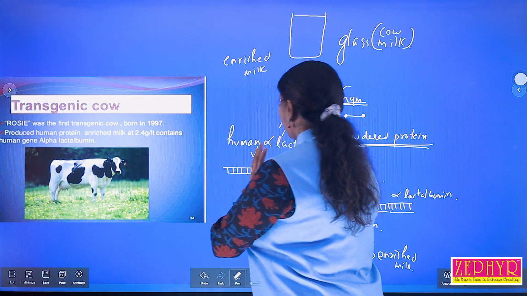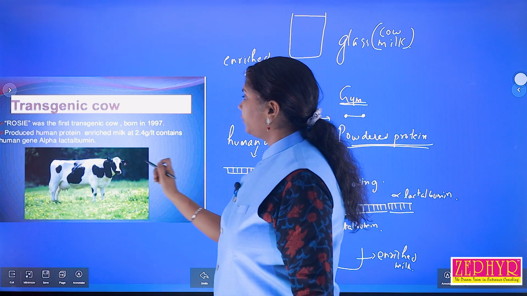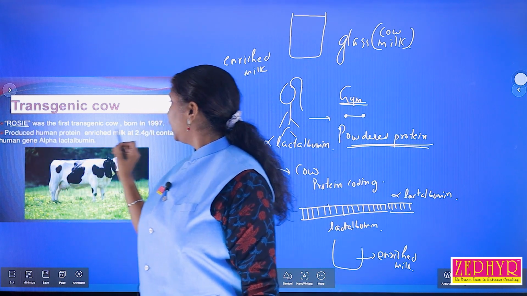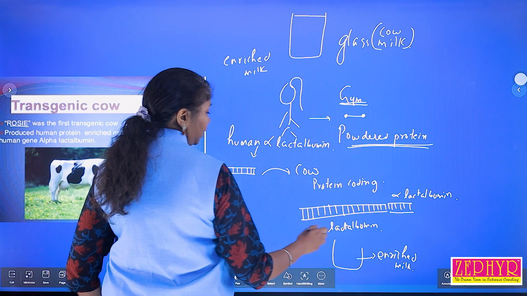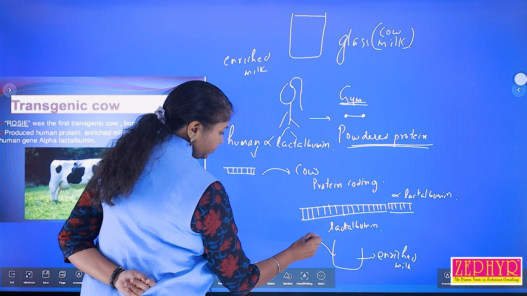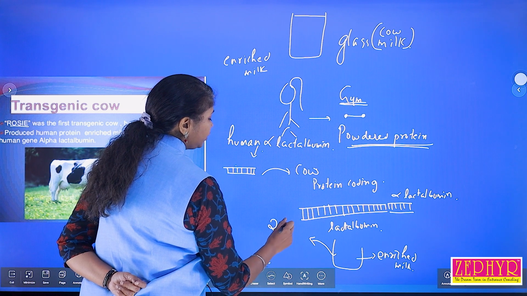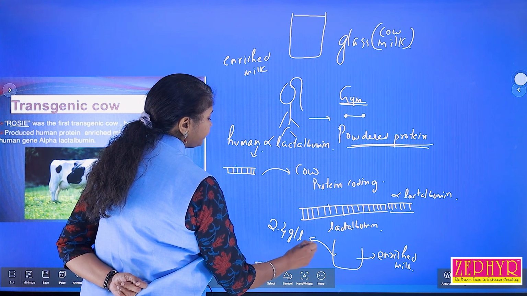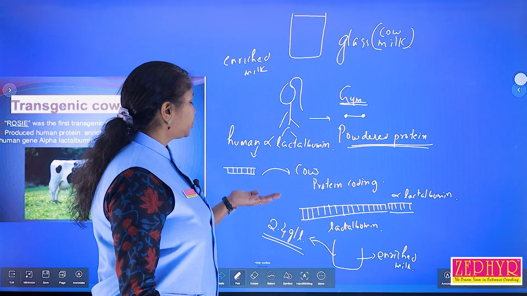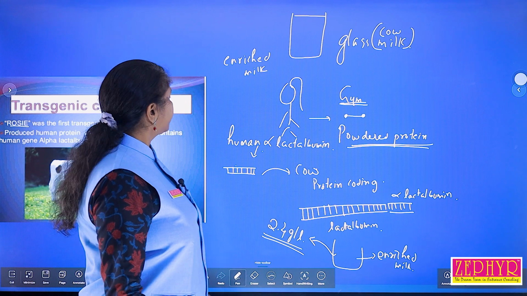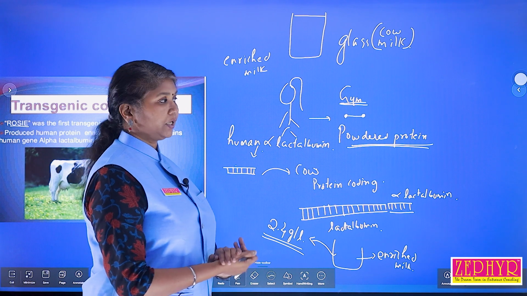So we only thought about introducing this into the cow. Which cow? We made that a cow with a name, and that cow was Rosie, and it was born in the year 1947. And then comes a very important question: how much alpha-lactalbumin per liter would you get? It is 2.4 grams per liter. If you drink the enriched milk, you will get 2.4 grams per liter. That's how you get it from Rosie, and that's why it is very important. So I hope the transgenic cow is very clear to you.